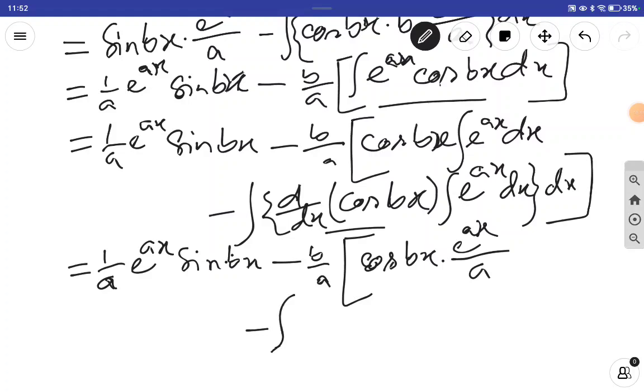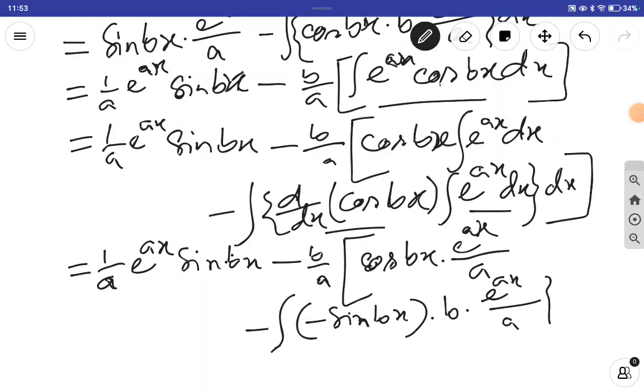Integration, then integration minus sin bx into b into integration of e to the power ax equals e to the power ax divided by a, the second bracket close, into dx, third bracket close.